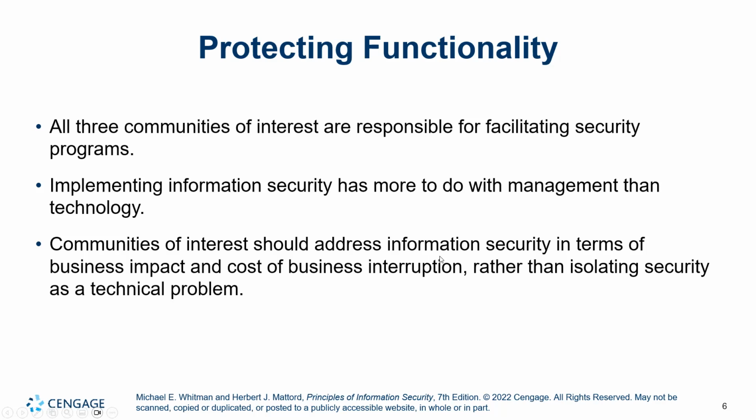Communities of interest should address information security in terms of business impact and cost of business interruption, rather than isolating security as a technical problem. There's a great measure that's very effective. It's called a downtime procedure. We just talked about what happens in a restaurant. What do you do in a restaurant if all of a sudden you're only using credit cards and then you can't have access to the credit cards? How do you handle that, right?